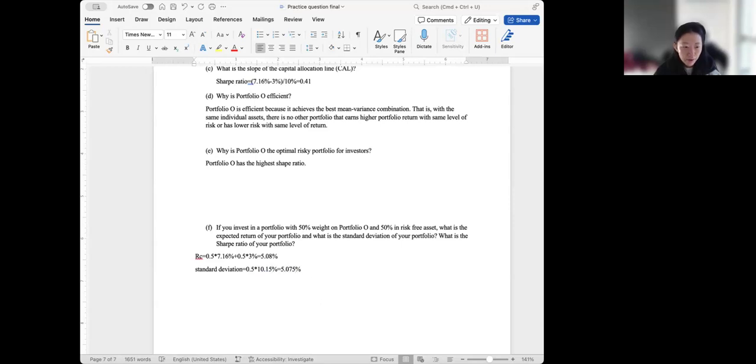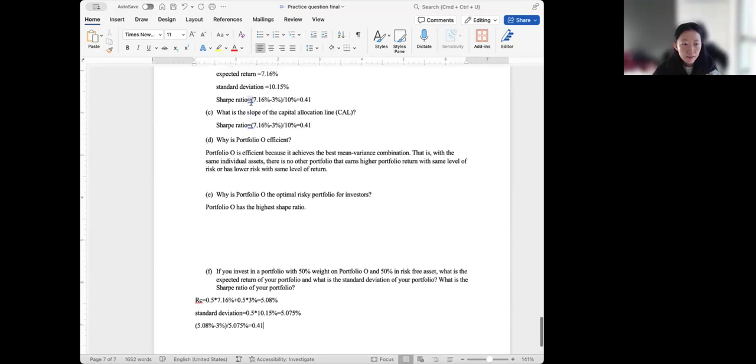And then the Sharpe ratio is this minus 3% divided by the standard deviation. Equals 0.41. It has to be the same as the Sharpe ratio for the risky asset here. So 0.41 is the same as the 0.41 up here.